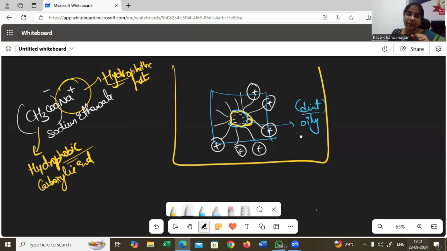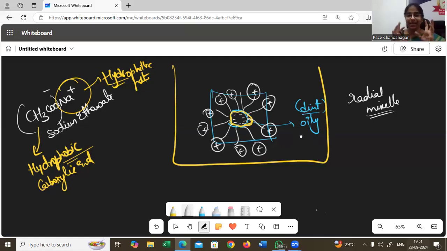Then the sodium part is the hydrophilic part. It wants to be with water. So all the plus ions are getting arranged like this. This is a radial arrangement shown there. The radial arrangement of all these ions in this pattern is called micelle formation.